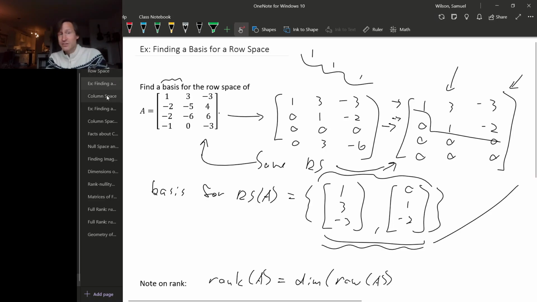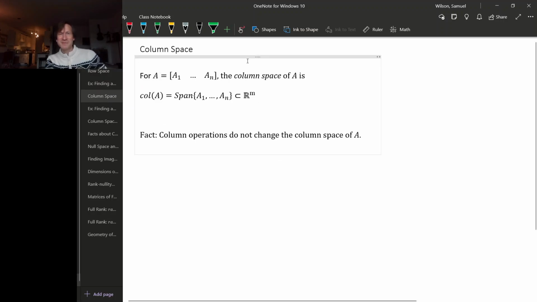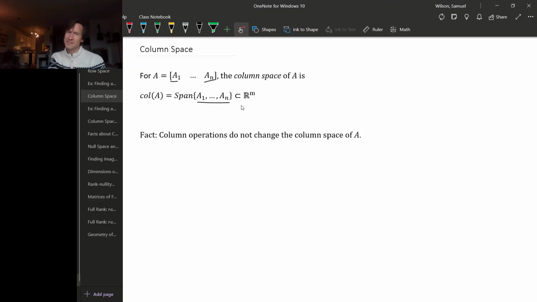All right, so that's the row space. You can imagine that the column space is going to be pretty similar. The column space is just, if you take all the columns of your matrix, take their span, that's the column space. And since this matrix has m rows, each column will have m entries, and so all of these vectors live in R^m. Now, just like row operations don't change the row space, or don't change the span of the rows, column operations don't change the column space. And the argument works exactly the same, so I won't go through that argument.